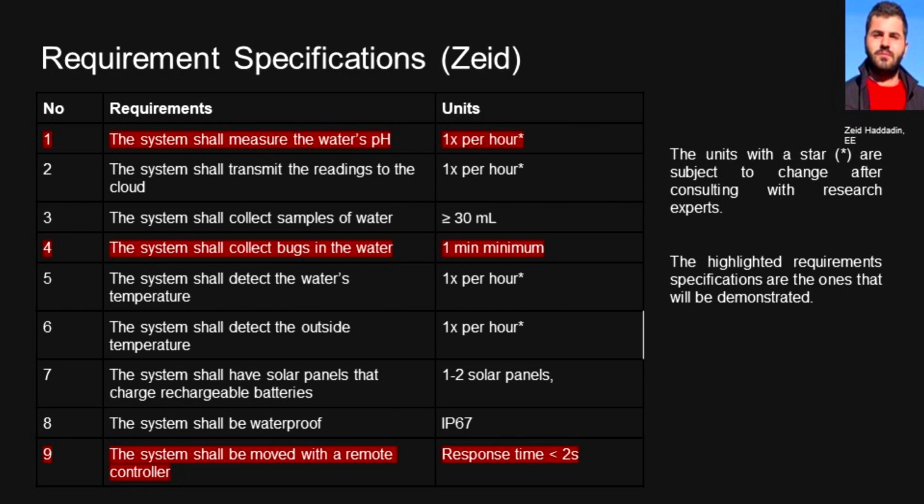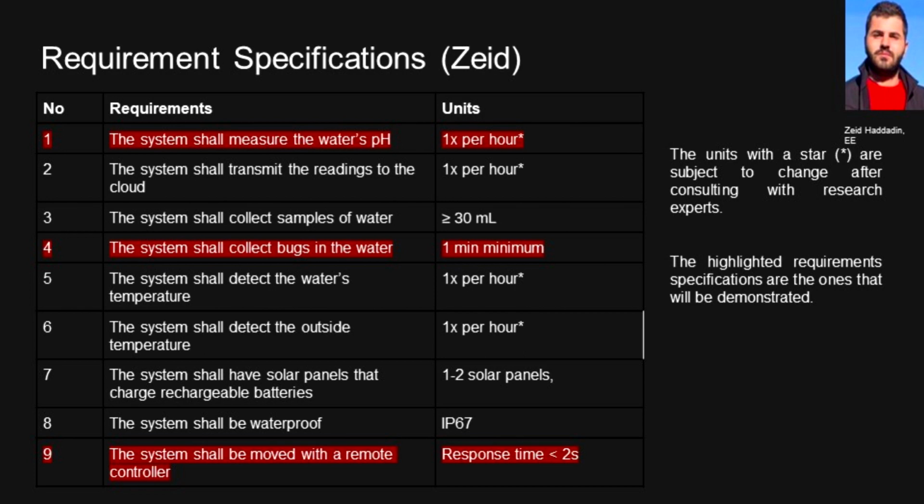Bugs being indicators of environmental health can provide valuable insights into the ecosystem. By collecting bugs from the water, we can monitor and analyze their presence and diversity, aiding in the environmental impact assessment and identifying potential risks. The demonstration will highlight our system's ability to collect bugs efficiently with a minimum collection time of 1 minute. Witness how our technology contributes to understanding and preserving the delicate balance of aquatic ecosystems.